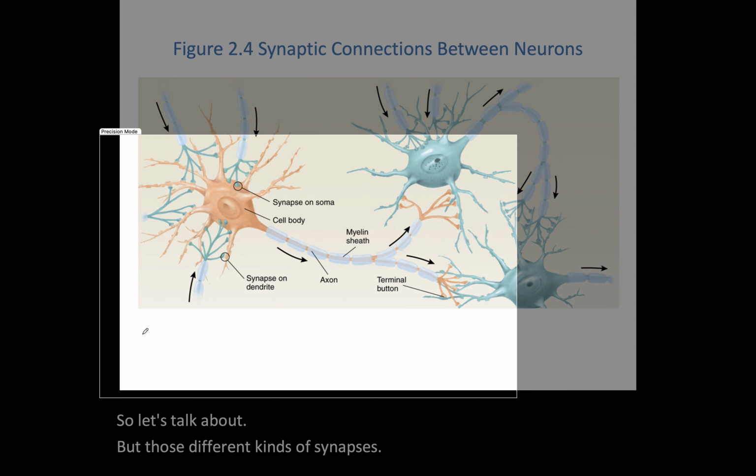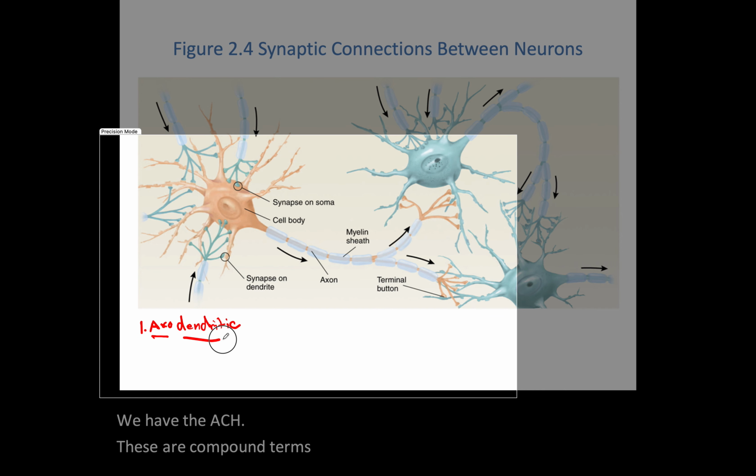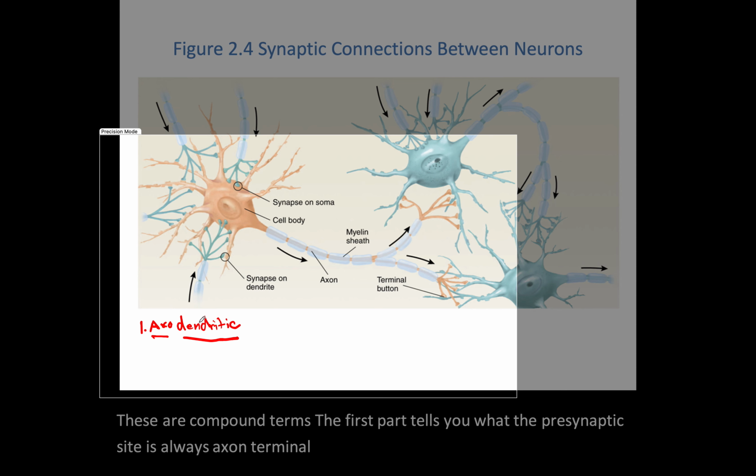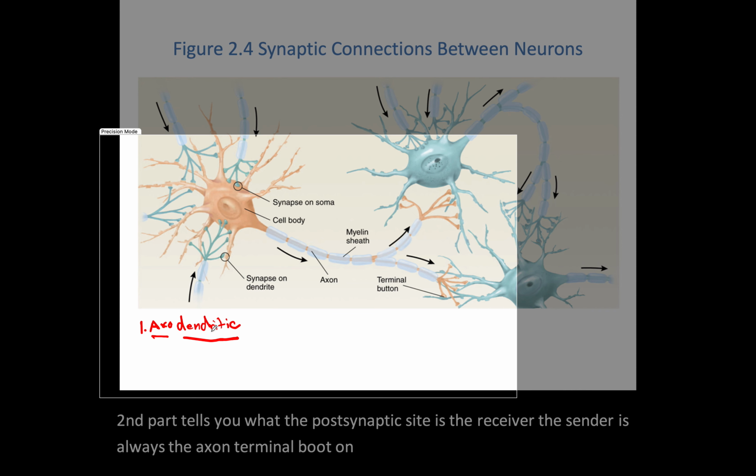One, we have the axodendritic. These are compound terms. The first part tells you what the presynaptic side is. It's always the axon terminal bouton. The second part tells you what the postsynaptic side is, the receiver. The sender is always the axon terminal bouton. The receiver, in this case, is a dendrite.